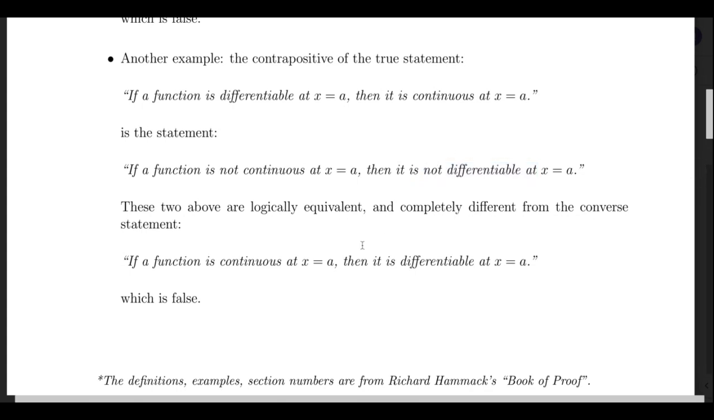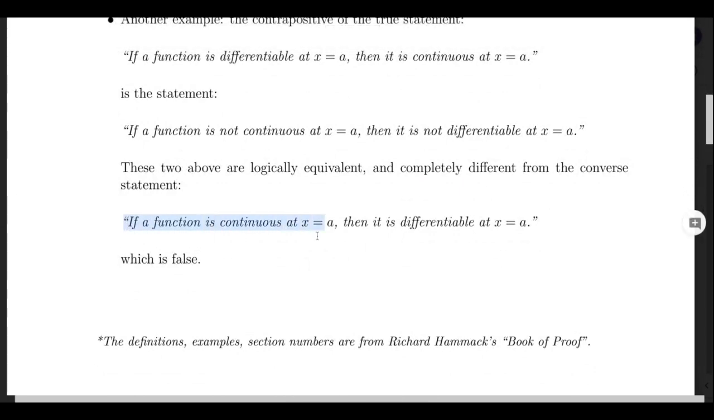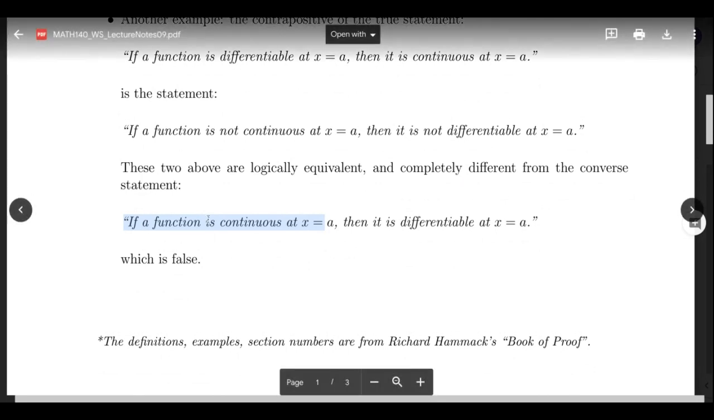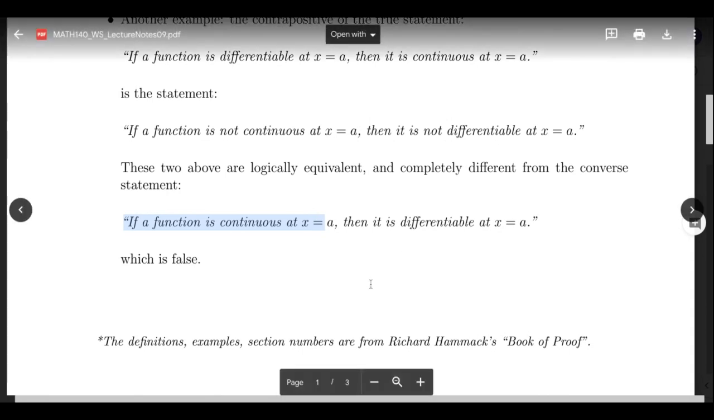So this is a contrapositive statement. It's true, but its converse may not be true. The converse is saying if a function is continuous at a point, then it's differentiable at that point. It's not 100% true. Sometimes it's false, because take the absolute value function. The absolute value function is continuous, but at the vertex, it's not differentiable. So this is a false statement.